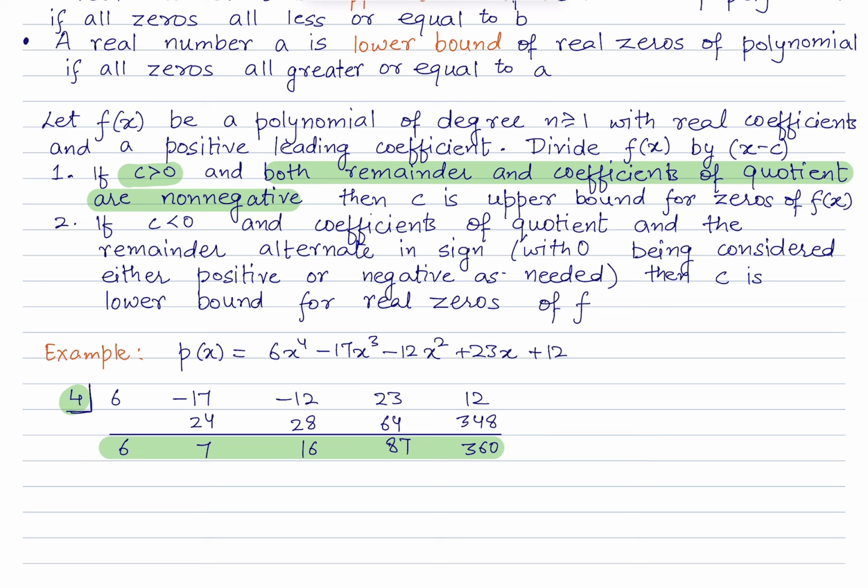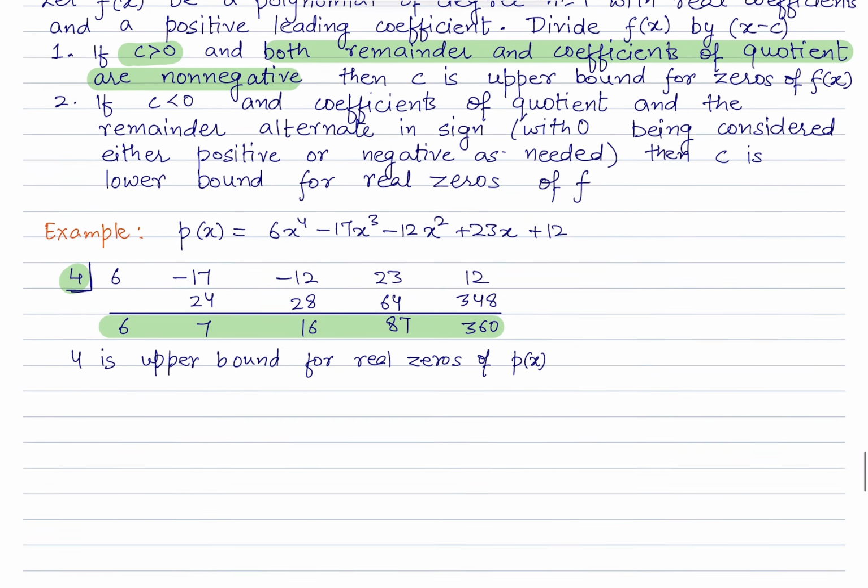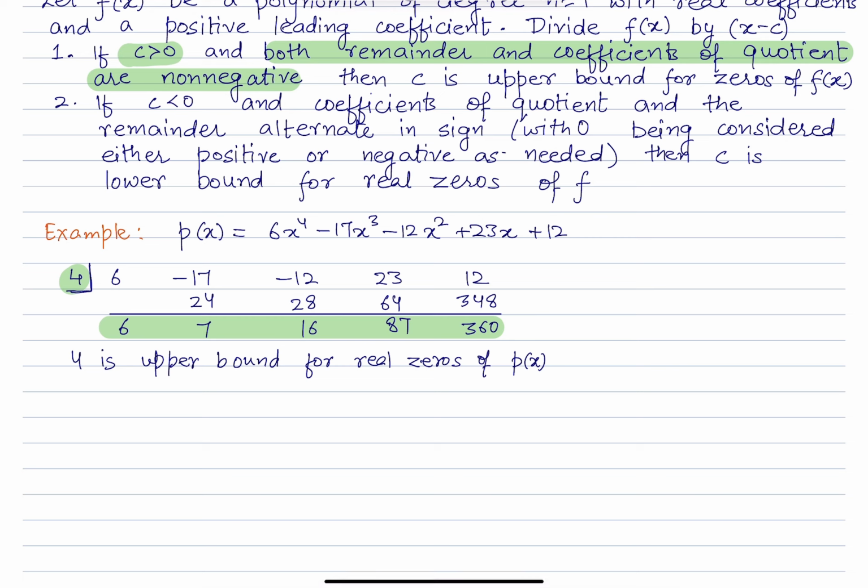So we will say 4 is an upper bound for real zeros of p(x). Similarly, if you are checking for a negative number, for a positive number the result is for checking the upper bound, and for a negative number the result is for checking the lower bound.